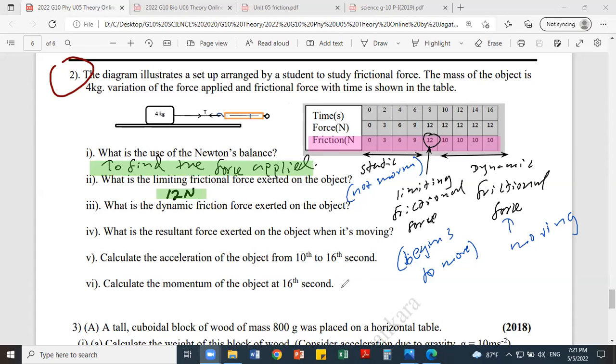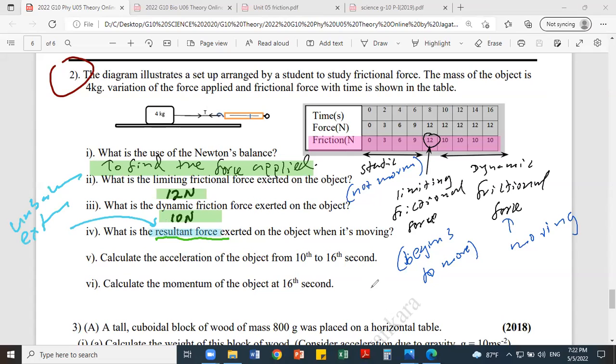This is how you can get the questions in the exam from this friction lesson. Otherwise, they will never ask you to write an essay about friction or something like that. Who can tell me the answer for part 4? What is the resultant force when it is moving? Resultant force means the unbalanced force. Can you underline this? Resultant means the unbalanced external force. You have to get the unbalanced force.